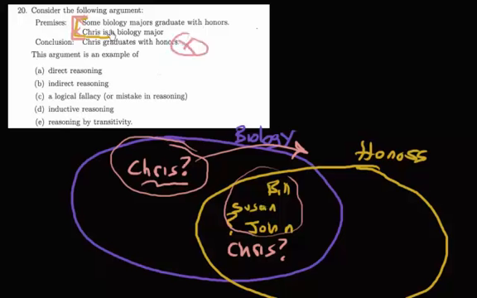Remember, an argument is invalid when you satisfy your premises, but it doesn't force the conclusion. Just because I satisfied these two, this conclusion may not actually be true. And here's my example right here, putting Chris over here, which means this ends up being a logical fallacy.